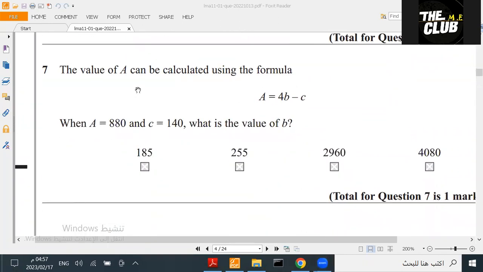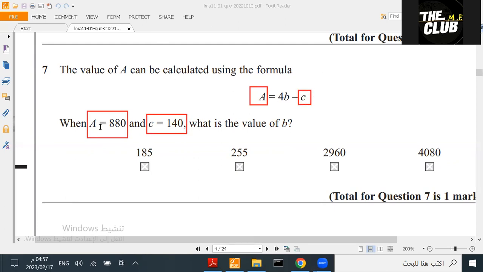Question 7. The value of A can be calculated using this formula. When A equals 880 and C equals 140, what is the value of B? So find the value of B. We're going to substitute the value of A instead of this A, and the value of C instead of this C, and then work out the formula.